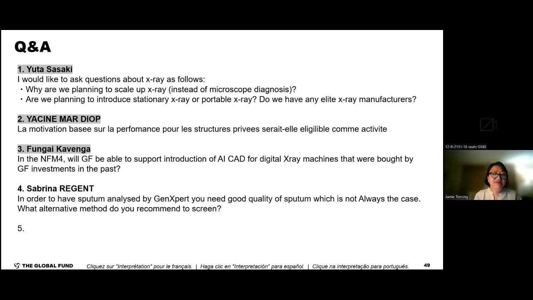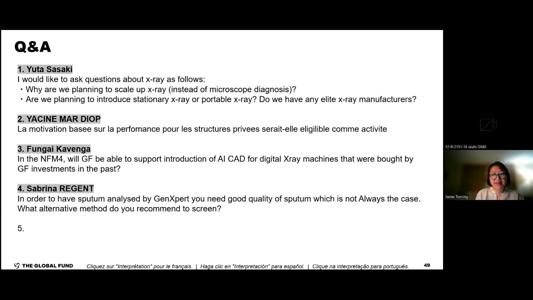Yeah, I think that is also true for any microbiological test, where you do need a good quality of sputum, which is not always the case. And the Global Fund is actually a financing institution, right? So we depend on our technical partners to provide the technical guidance. We depend on our countries and our experts in countries to design NSPs that fit their need. And so if the alternative method that they want to use is in their guideline and NSP and recommended by partners, it is eligible for funding.